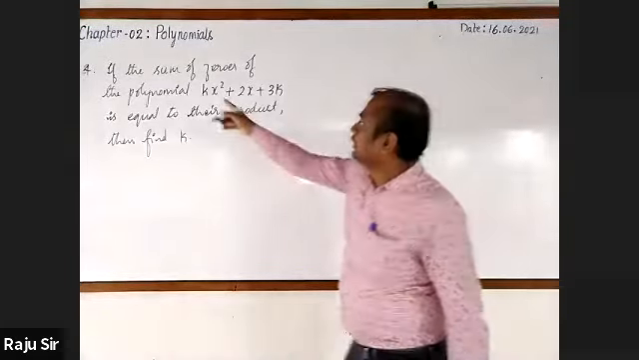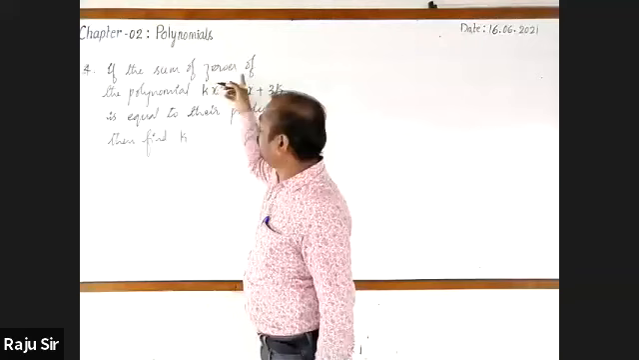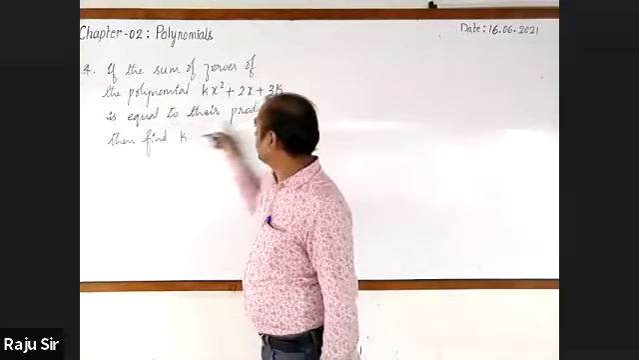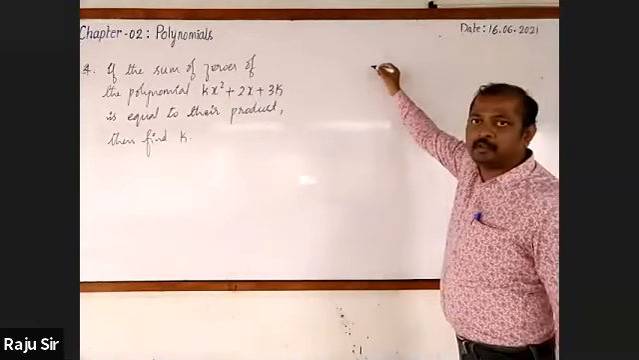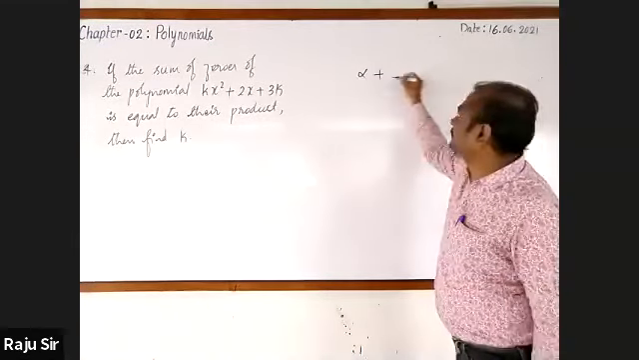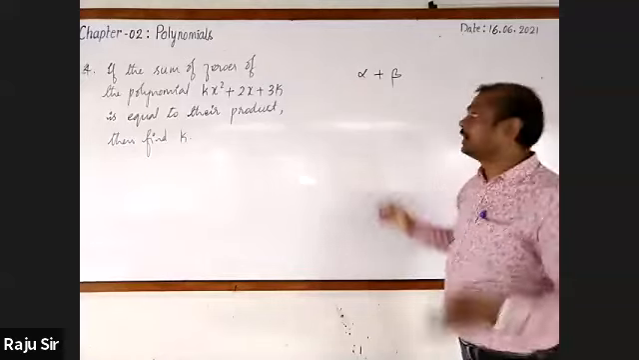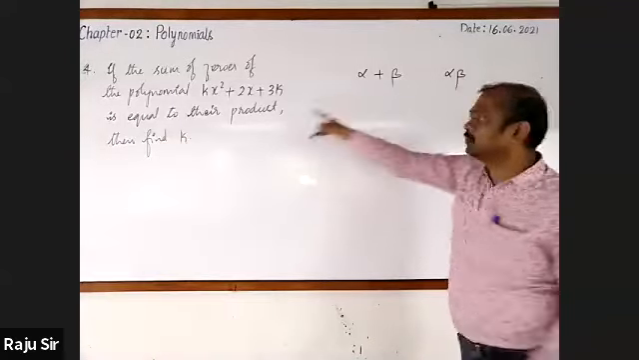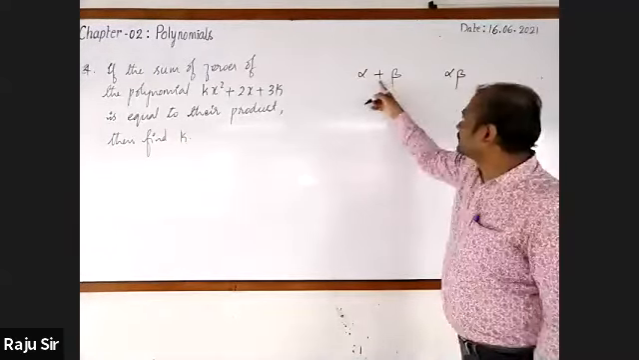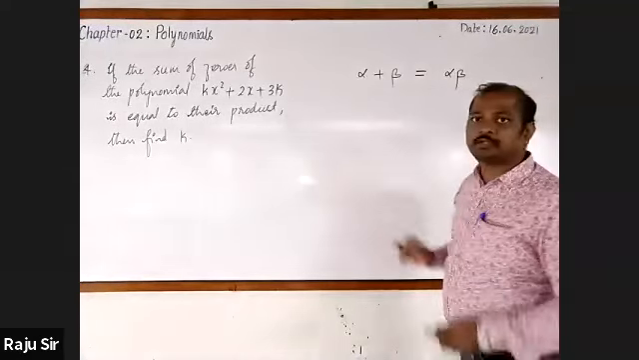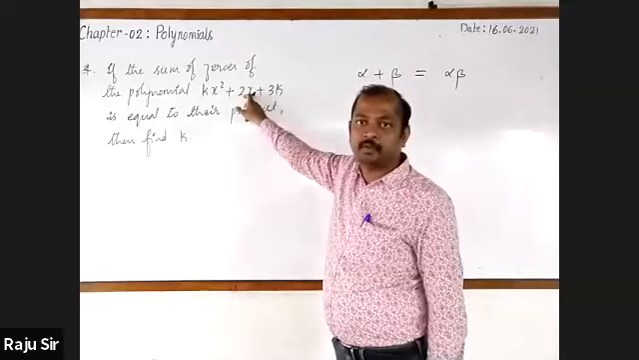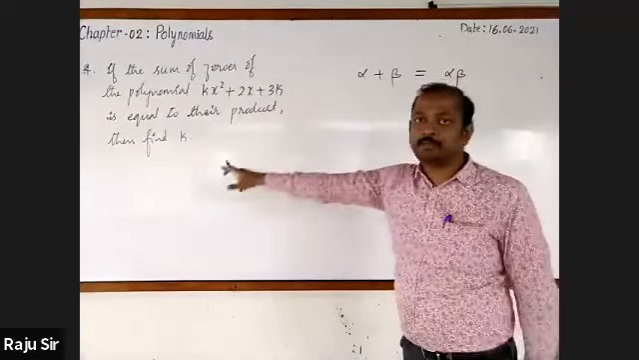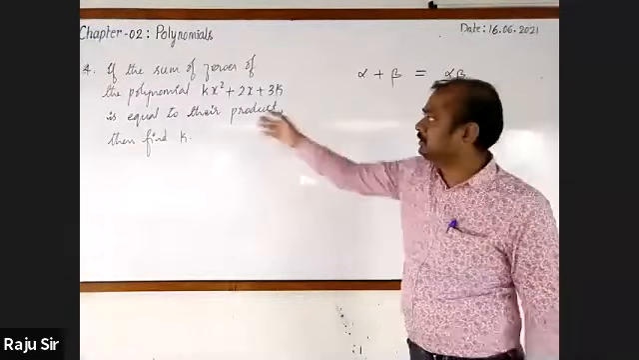Look here. If the sum of zeros is equal to their product, the zeros are alpha and beta, their sum alpha plus beta, their product alpha into beta. Sum of zeros is equal to product of zeros. Using this statement, we have to find out the value of k. So let us find out alpha plus beta and alpha into beta with respect to the given polynomial.